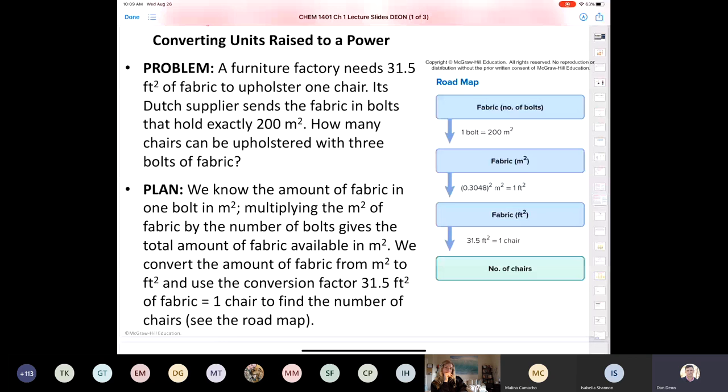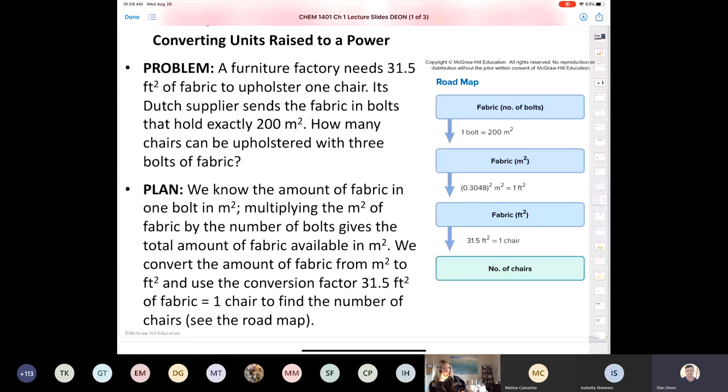But let's try one more problem. It says a furniture factory needs 31.5 feet squared of fabric to upholster one chair. Its Dutch supplier sends the fabric in bolts that hold exactly 200 meters squared. How many chairs can be upholstered with 3 bolts of fabric? Well, we have our roadmap here on the right.